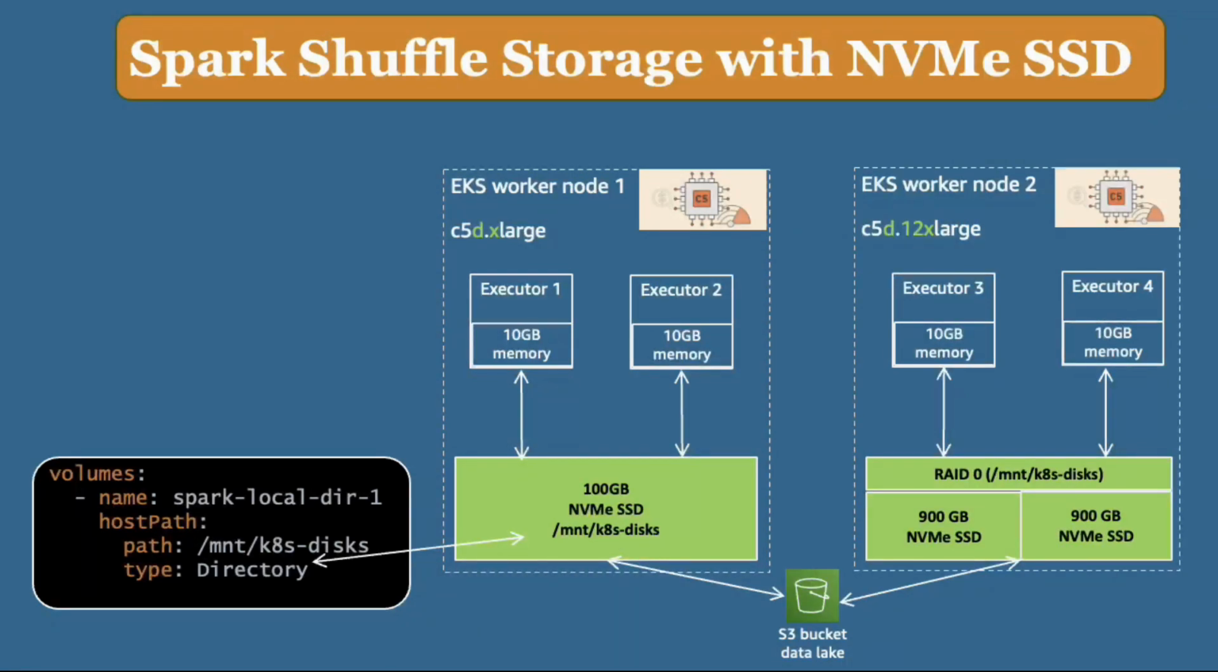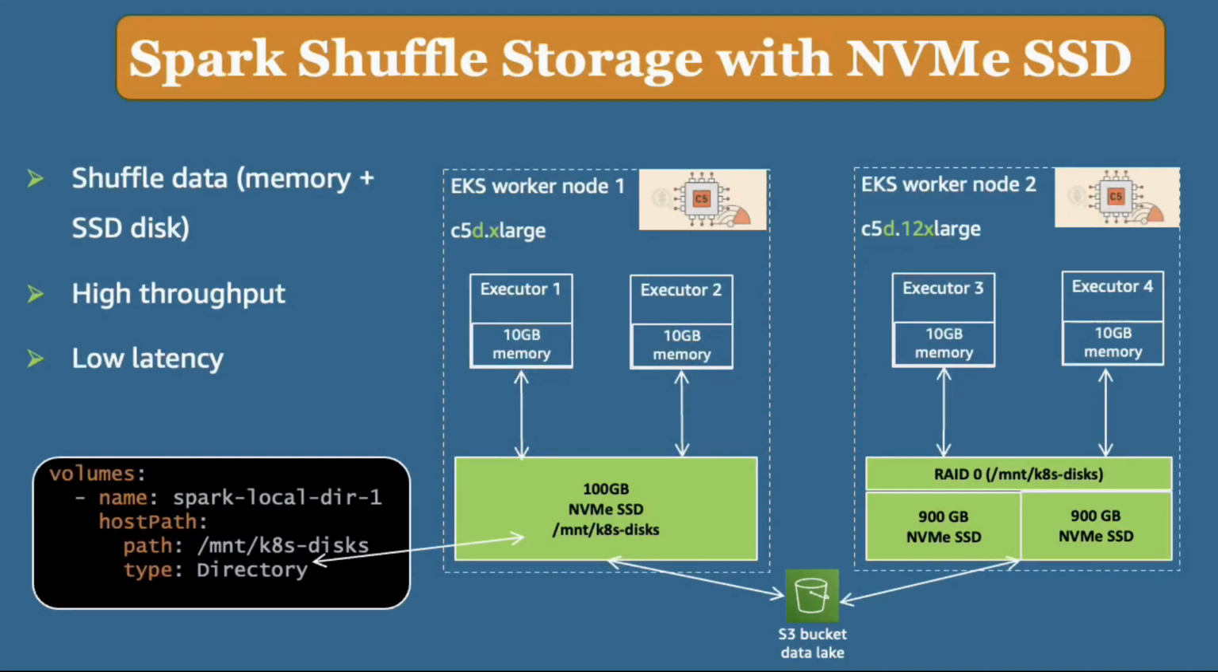And for the permanent storage, applications can leverage an S3 bucket for input and output, or any temporary data as well if required, but primarily it will be used for the permanent storage. The advantage of this approach is to increase the throughput and reduce the latency for shuffle operations. So we are using both the memory, the RAM, as well as the high performance SSD disk for storing the shuffle data. This is one of the options to improve the performance for the Spark workloads.